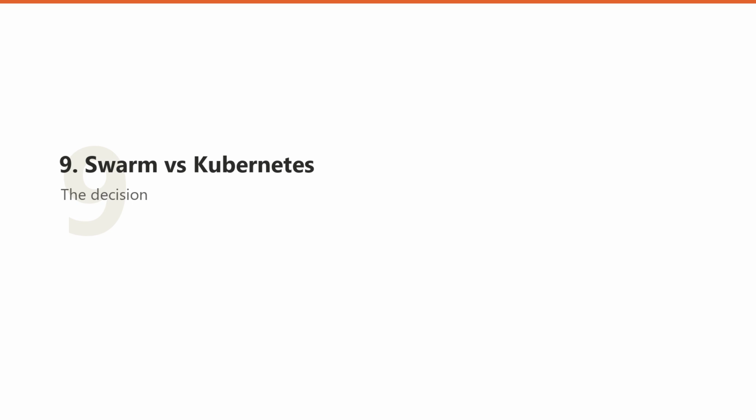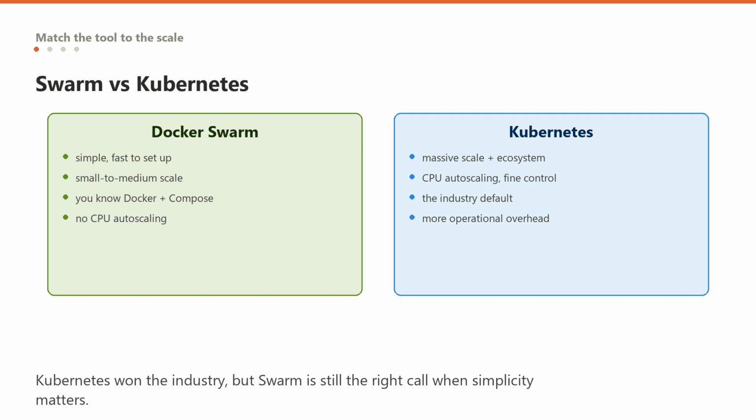Concept 9. The big question: Swarm versus Kubernetes. So, the big question: Swarm or Kubernetes? Choose Docker Swarm when you want simplicity, a small to medium deployment, a fast setup, and you already know Docker and Compose. It gives you clustering, scaling, self-healing, and rolling updates with almost no learning curve. Choose Kubernetes when you need massive scale, advanced features like CPU-based autoscaling, fine-grained control, and a huge ecosystem of tools, and you can afford the operational complexity.